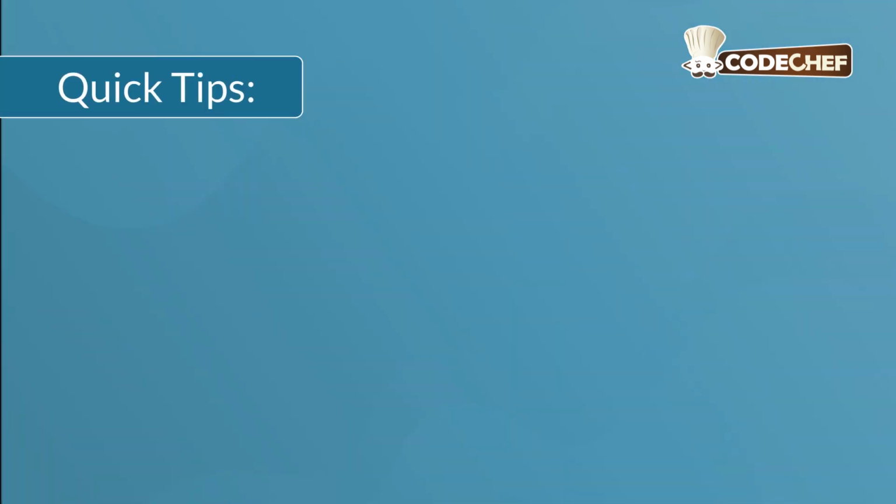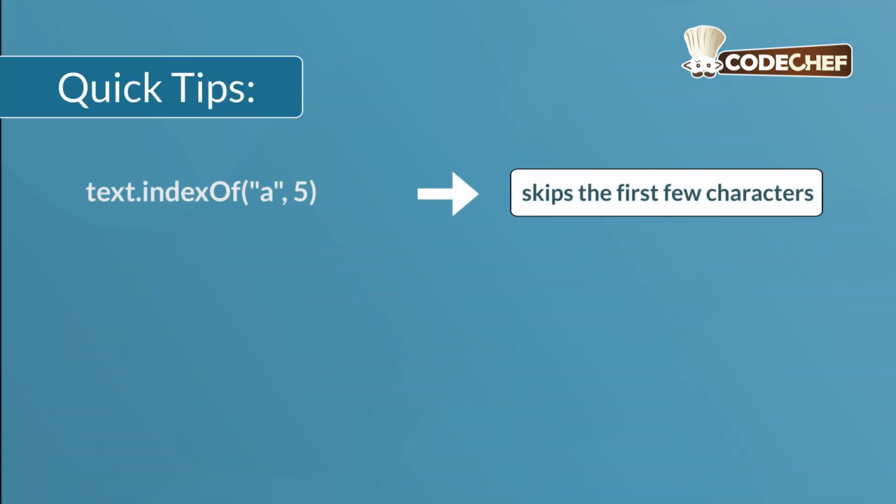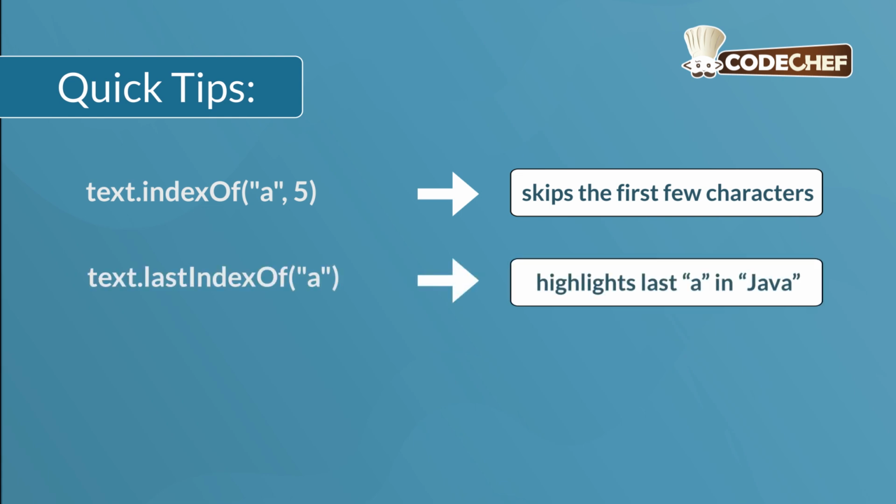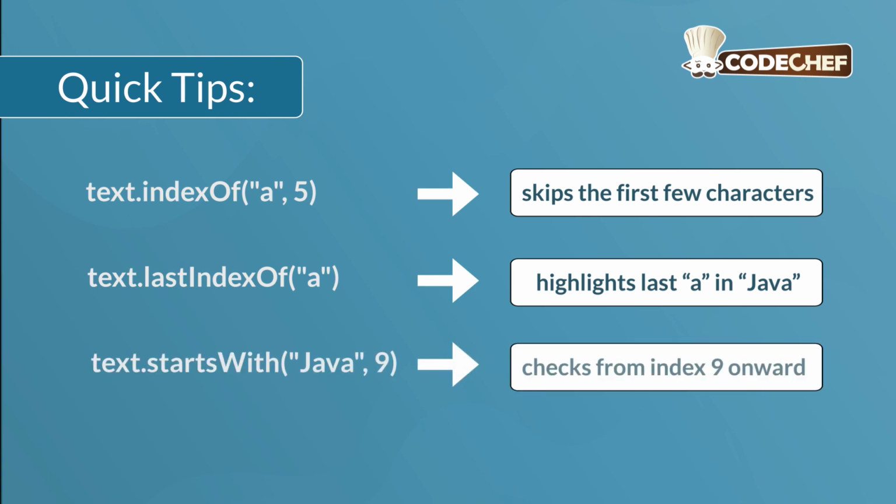A few quick tips. You can use indexOf with a starting index to skip earlier parts of a string. Use lastIndexOf if you need to find the last occurrence of something. And startsWith can take an offset to check from a specific position.